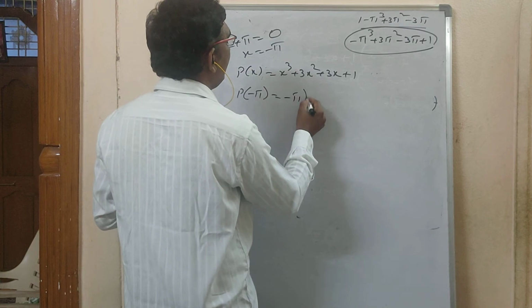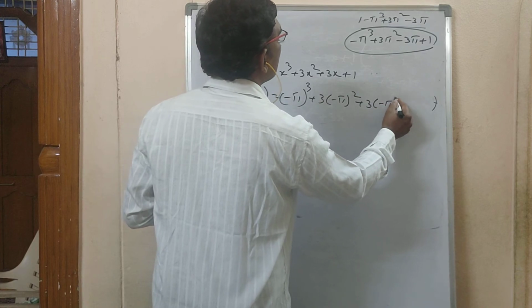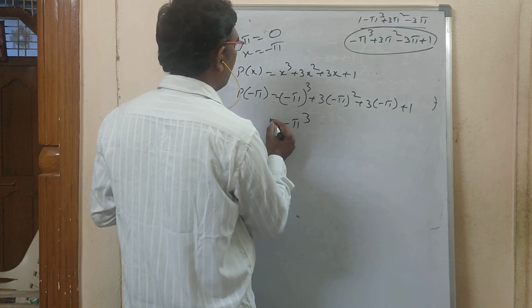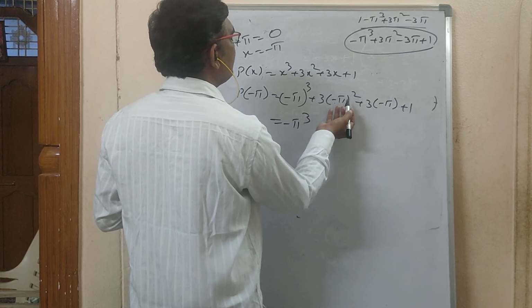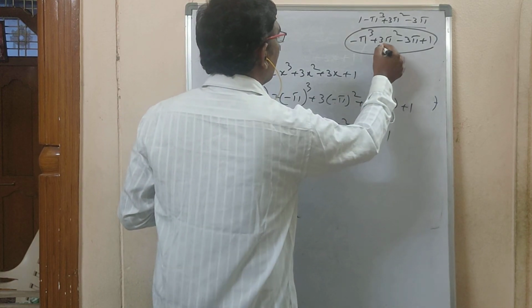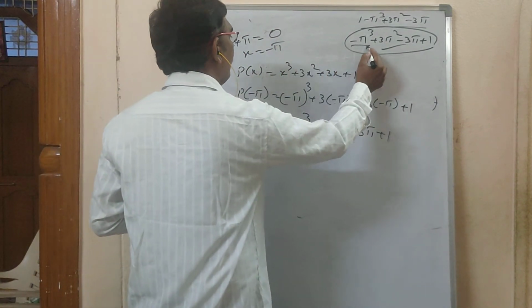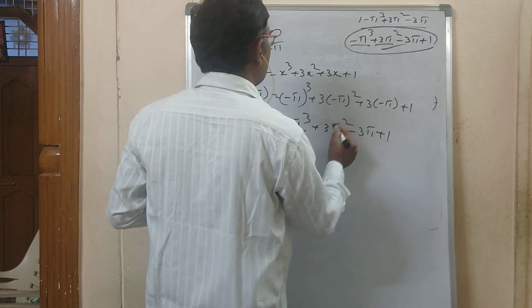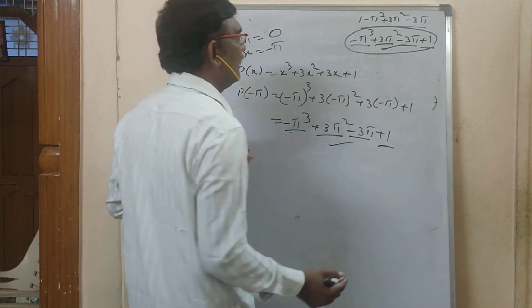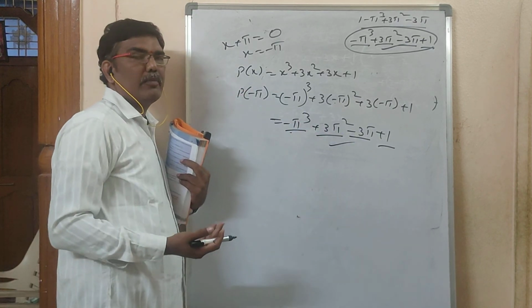Then you are getting minus pi whole cube, 3 times minus pi whole square, 3 times minus pi, plus 1. Minus pi whole cube is minus pi cube. Minus pi whole square is pi square; 3 pi square only you will get. Minus 3 pi plus 1. This and this one, same or different? See here: minus pi cube, minus pi cube. Plus 3 pi square, plus 3 pi square. Minus 3 pi, minus 3 pi. Plus 1, plus 1. So, without division I got the remainder. By doing division I got the remainder.